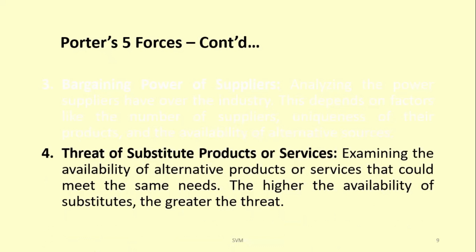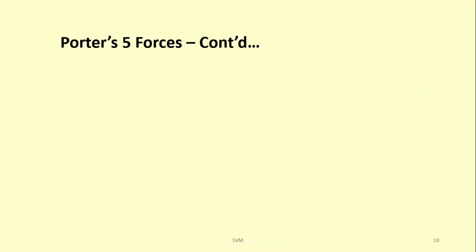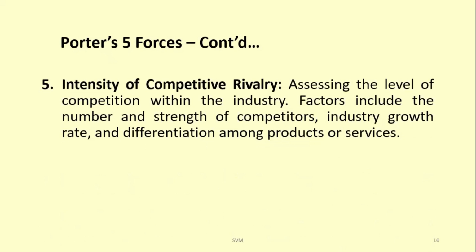Fourth force is threat of substitute products or services, examining the availability of alternative products or services that could meet the same needs. The higher the availability of substitutes, the greater the threat. The last, fifth force will be intensity of competitive rivalry. Here we assess the level of competition within the industry. Factors may include the number and strength of the competitors, industry growth rate, and differentiation among products or services.